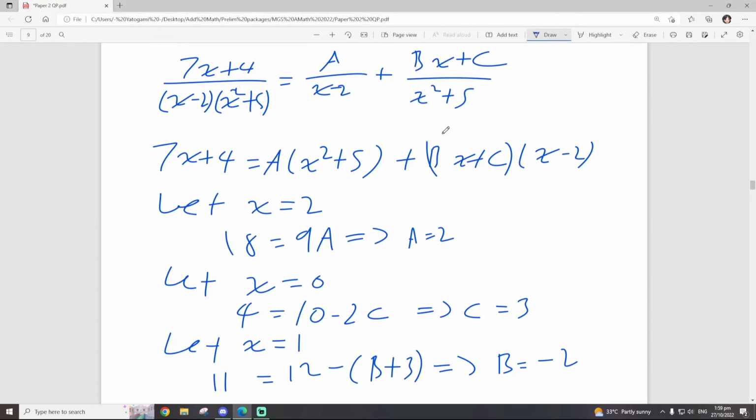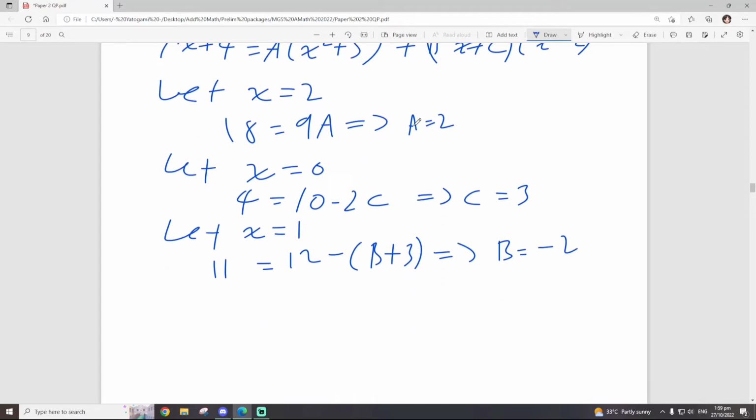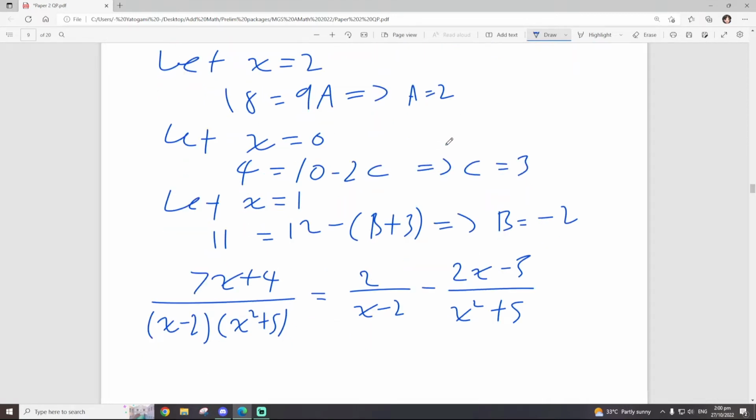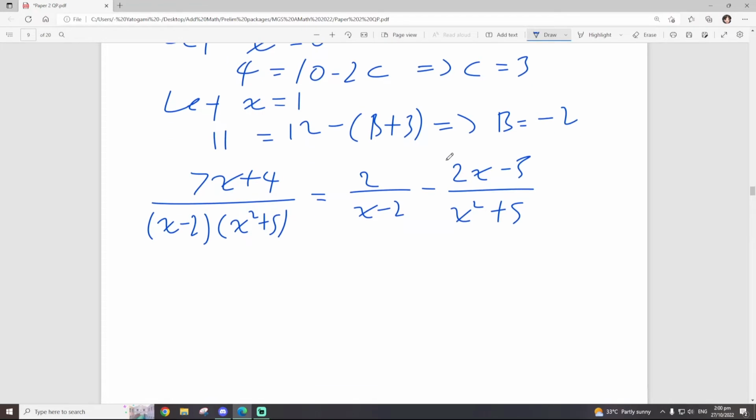Okay, so you can write down the answer. 7x plus 4 divided by x minus 2, x squared plus 5, is 2 over x minus 2. Now we have a minus 2, so you cannot write the minus on the top. So what you need to do is write this like this, minus 2x minus 3 over x squared plus 5. Okay? That's cool.